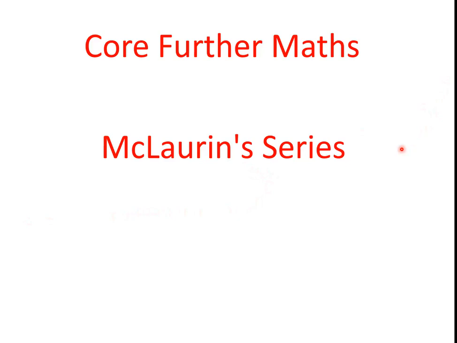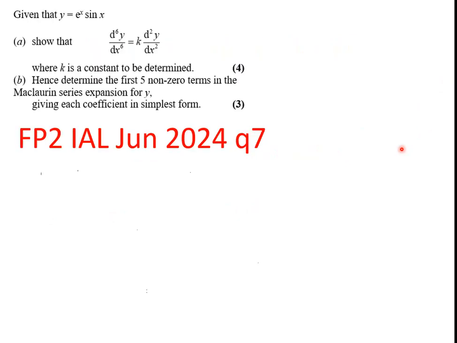The core maths for Maclaurin series. I've got the June 2024 FP2 international paper. Question 7 says, given that y is equal to e to the x sine x, we've got to show that the sixth derivative is something times the second one, and you've got to work out what that k is, and then determine the first 5 non-zero terms. The sixth derivative, right? So here we go.